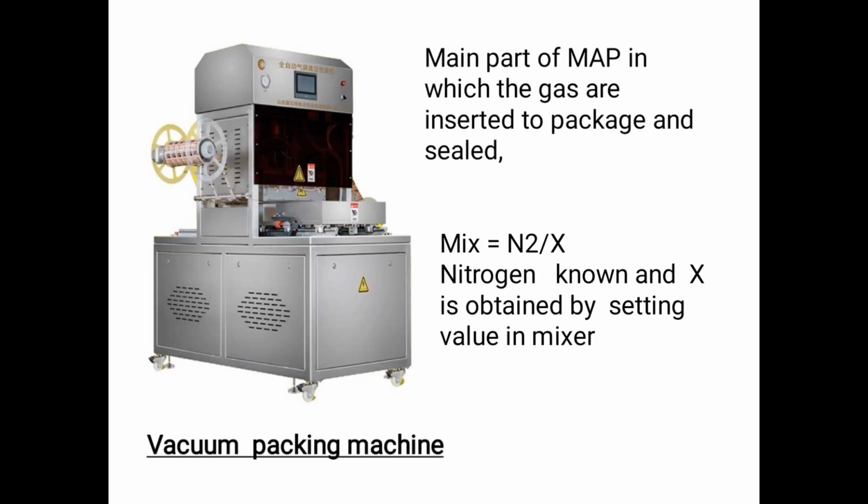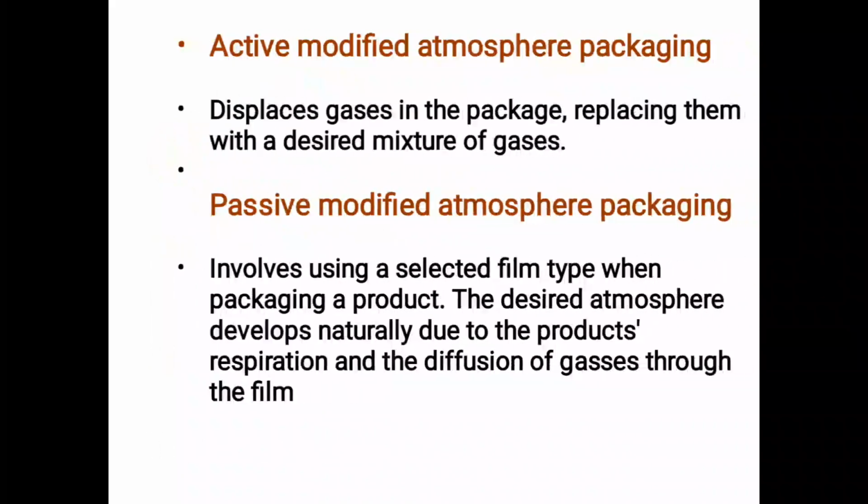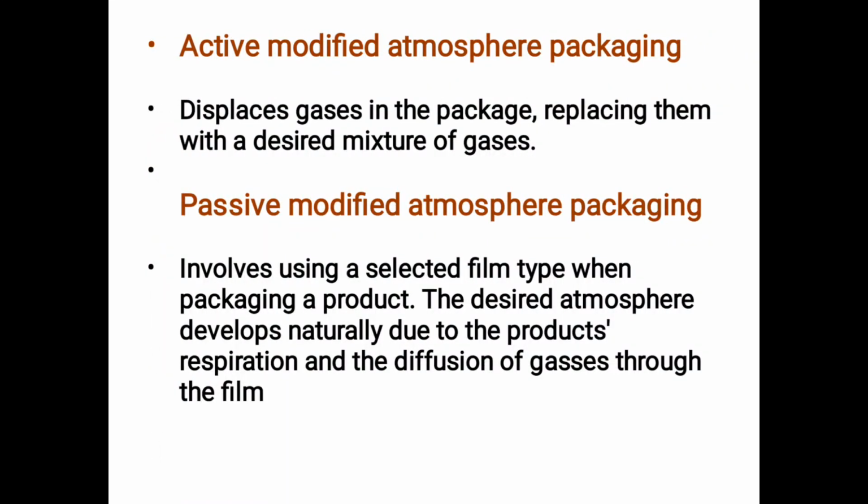So this is a vacuum packing machine, which is the main part of modified atmospheric packing, in which the gas is inserted into the package. We calculate it, there is a formula for that: Mix equals N2 by X. Nitrogen is known and X is obtained by substituting the value in the mix. So when we know the carbon dioxide and oxygen concentration, how much we need to control, using that we can calculate this N value and substitute it in that.